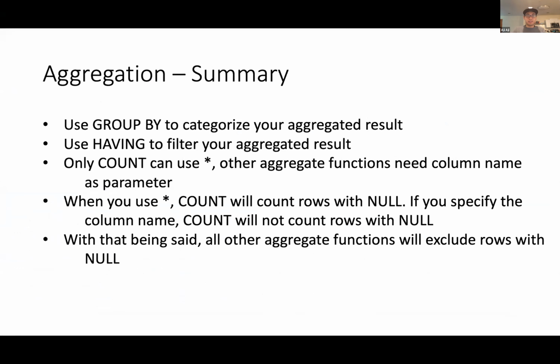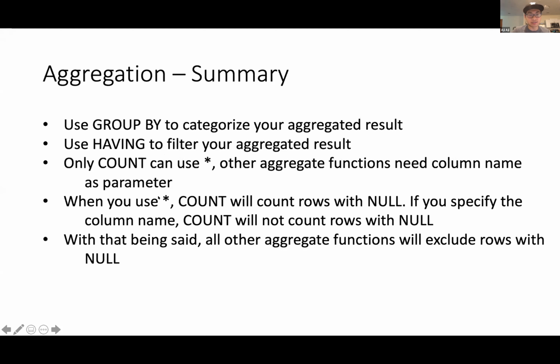So that will be the end of the aggregation part. There are several things that I would like to mention as well. First is just to reiterate that you can use group by to categorize your aggregated result, and you can use having instead of where to filter your aggregated result. And this is quite important as well. You can only use asterisk with count. With other aggregations like max, sum, etc., you need to specify the column name.